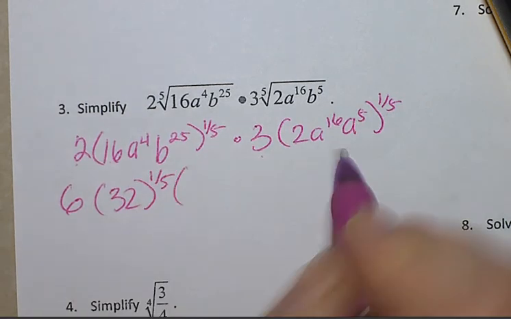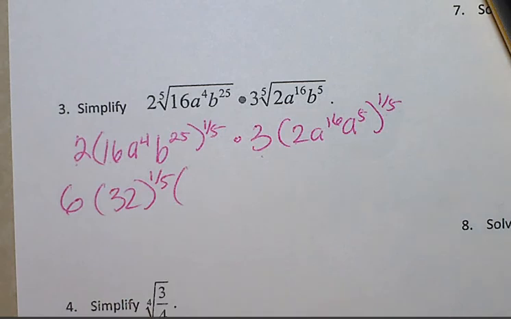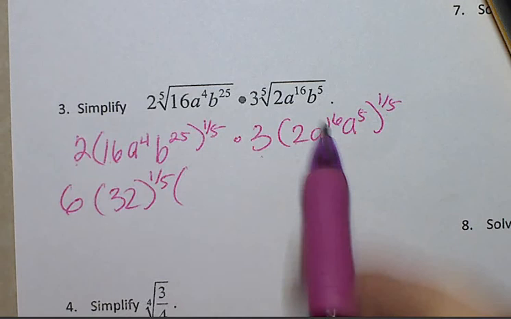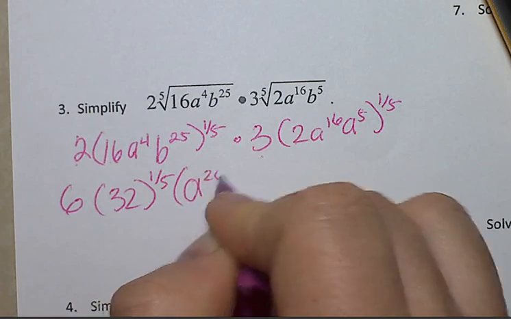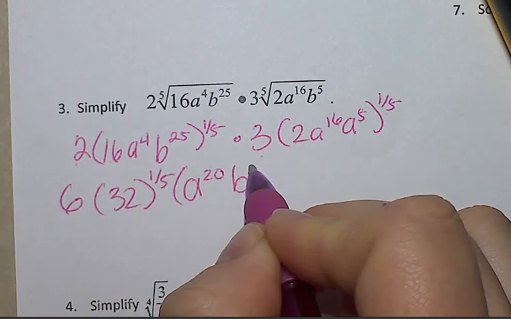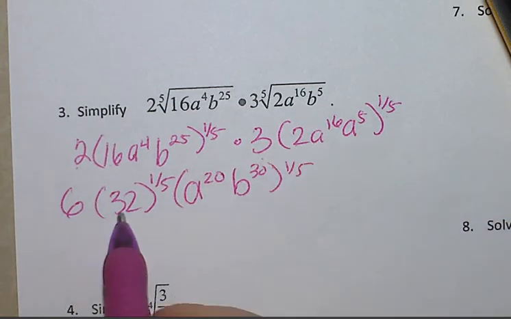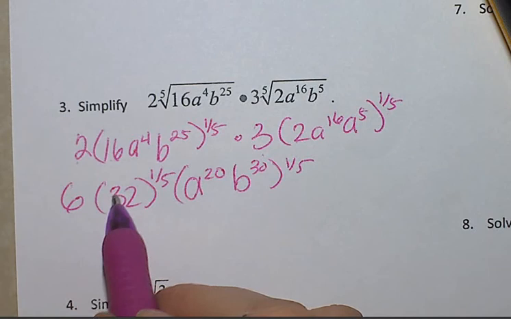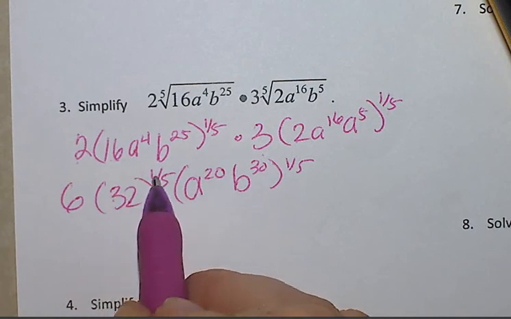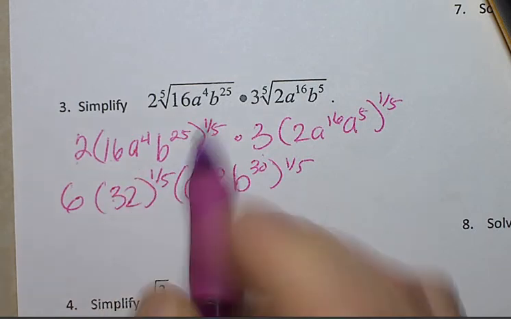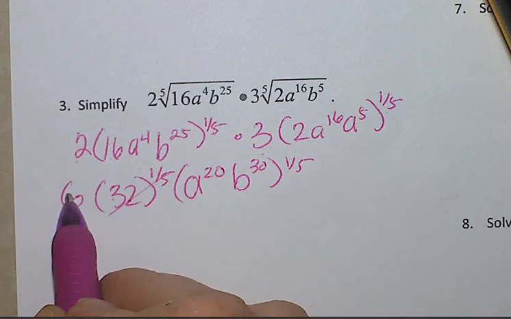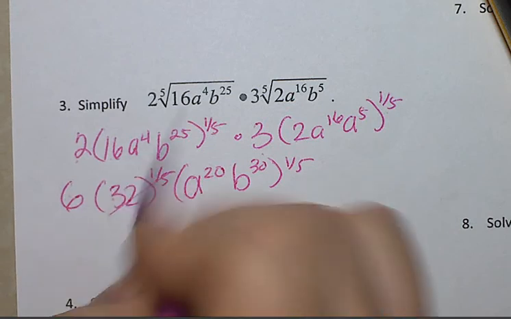Okay, don't tell me there's 2 a's. Yes, there's 2 a's, but look at their exponents. How many exponents do we have when we add up the a's? A to the and b to the 30. Thank you. Here we go. Evaluate. 32 to the 1/5 power is what? 2. So this is 2. And 6 times 2 is 12.